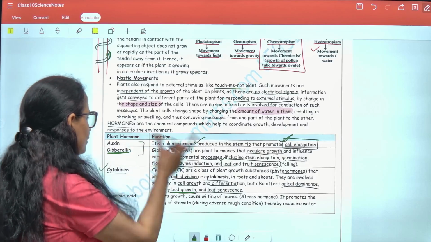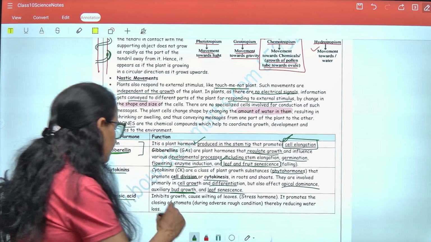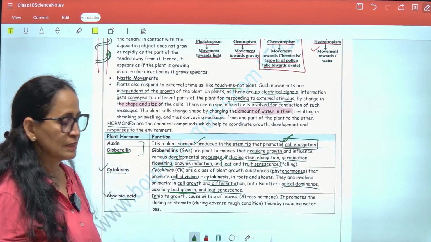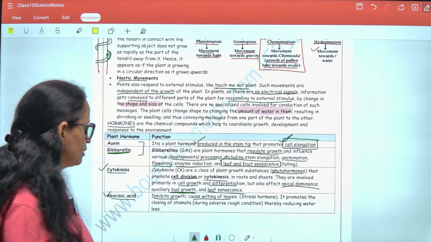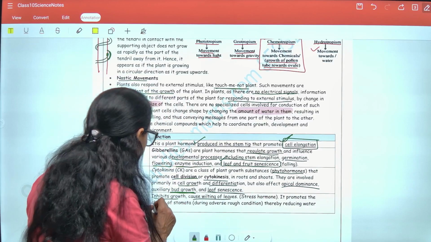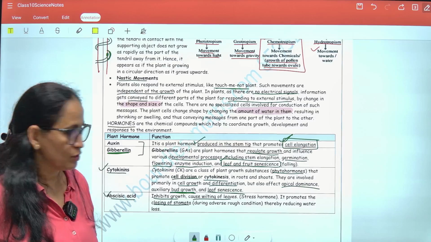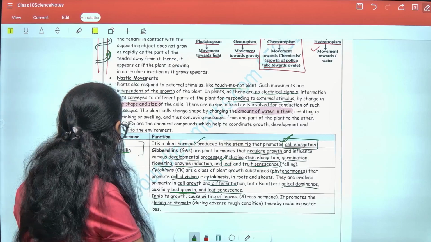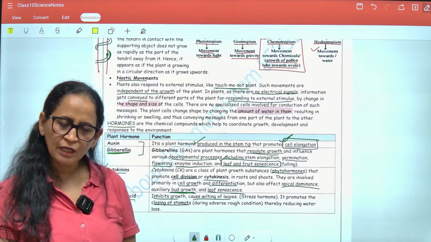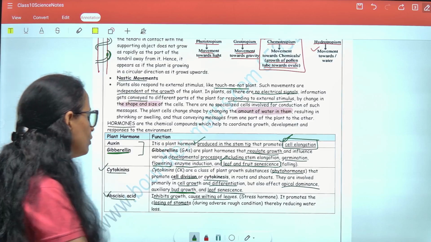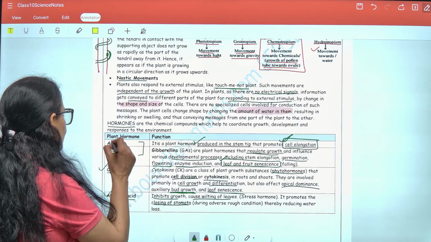Now opposite to all these three is abscisic acid. It inhibits growth. It causes wilting of leaves. It is a stress hormone in plants. And it promotes closing of stomata so that more and more water is not lost. So it is a kind of stress hormone that causes falling down of leaves, closing of stomata, and it stops the growth of the plant. So these hormones are very important.